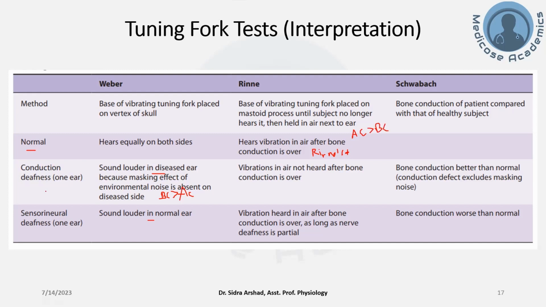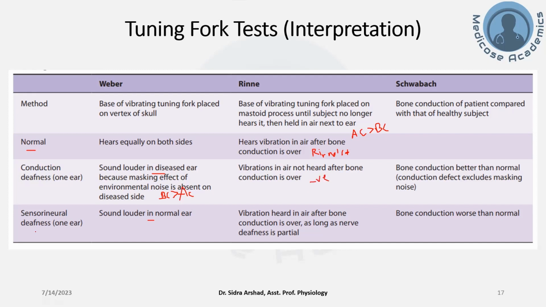However, in the case of conductive deafness, the vibrations in air are not heard after bone conduction is over. The bone conduction was better than air conduction in conductive deafness, so the person will not be able to hear the vibrations of the tuning fork when it is held in the air next to the ear. That is, the person is not going to be able to hear that in the affected ear in which there would be conductive deafness. So this is known as negative Rinne's.